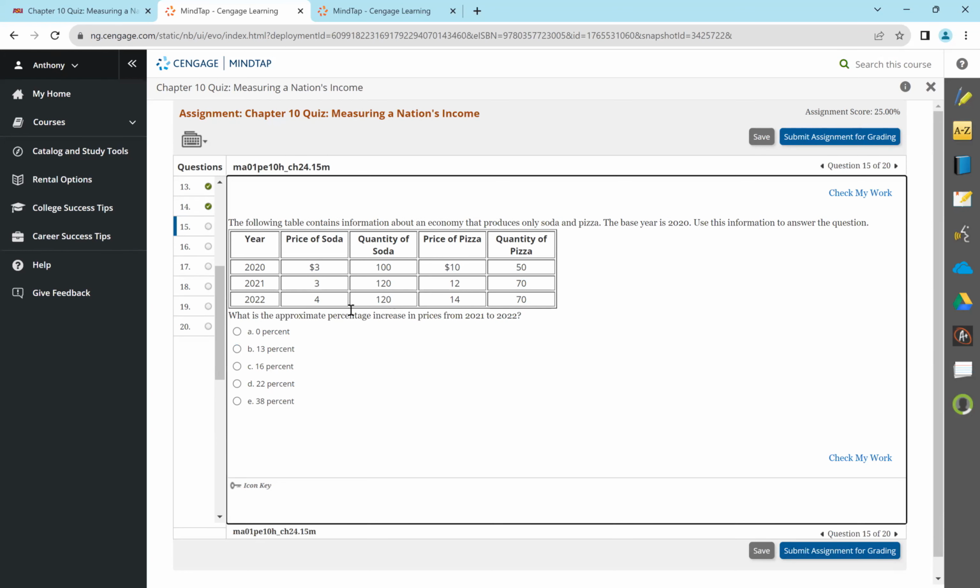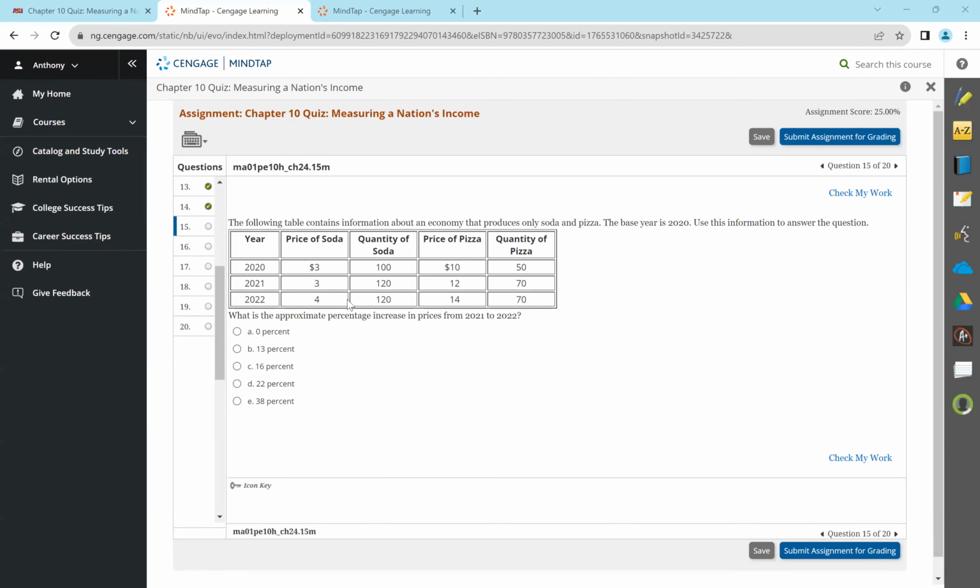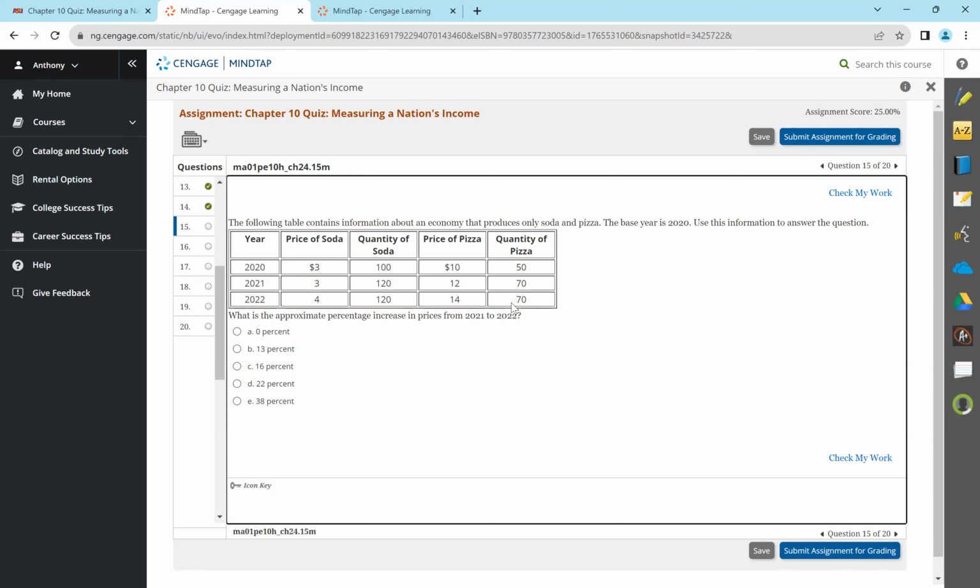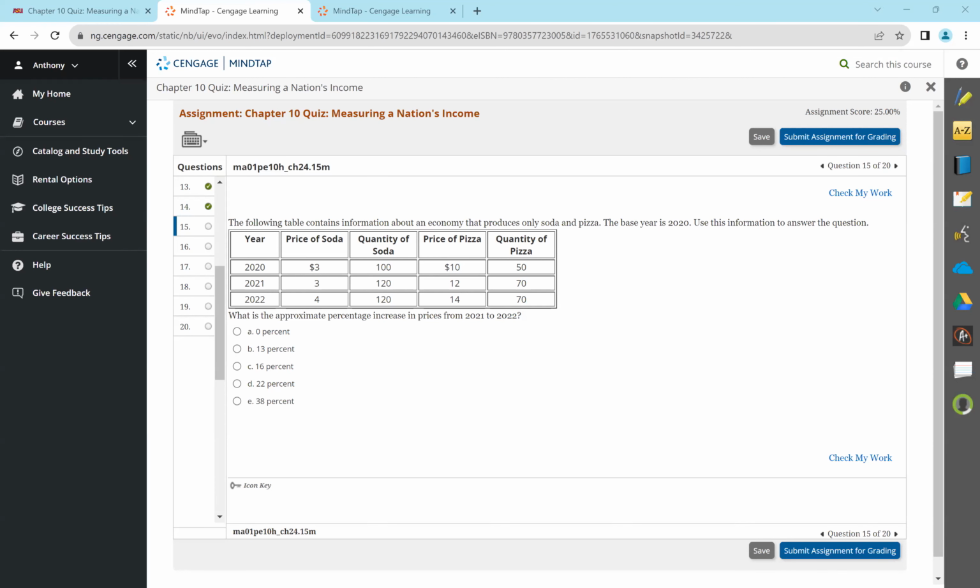All right, what is the percentage increase in price of 2021 to 2022? So again, we're going to do 3 times 120 plus 12 times 70. We already know that is 1200. Then we're going to do 4 times 120 plus 14 times 70, and then you add those two together. So it's 1460 for 2022, and then you divide that by 1200 from 2021, which ends up being 1.22%.